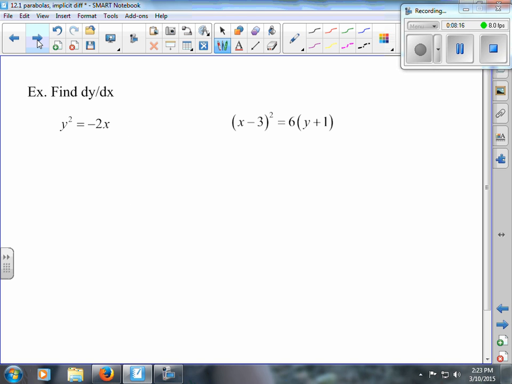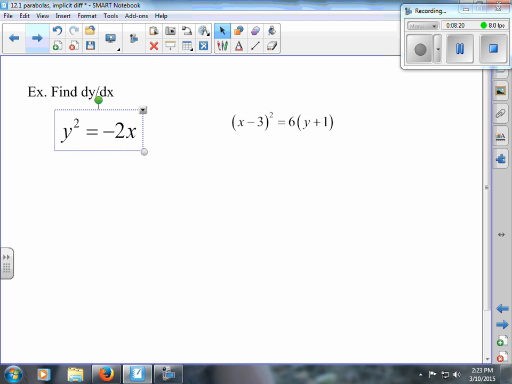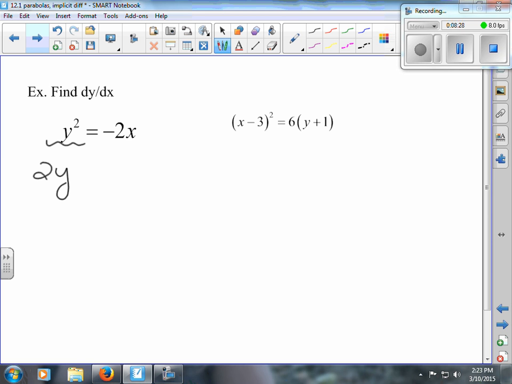Okay, so in this next example, this is a parabola. Y squared equals negative 2x. So I'm going to take the derivative of y squared. That's 2y. And then wait a minute, y has a derivative. Its derivative is y prime. This is the chain rule, where I did the power rule, 2, and I subtracted and got 1, so 2y to the 1 times the derivative of the inside. This is my inside, and the inside is y, its derivative is y prime.